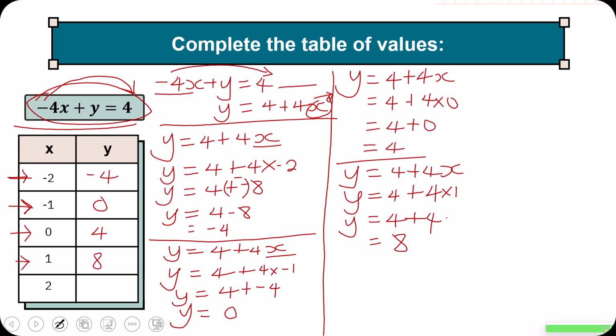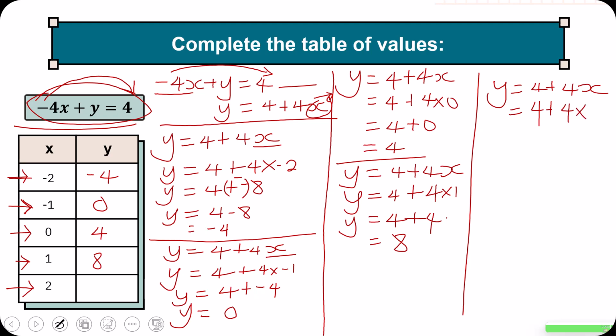We can move to the next x value, which is 2, and we have our equation as y is equal to 4 plus 4x. So here 4 will be there, and then we shall have 4 times our x, which is 2, and we shall have 4 plus 4 times 2 is 8, and 4 plus 8 is 12. So finally, our final y value is 12, and you can plot these on a graph.